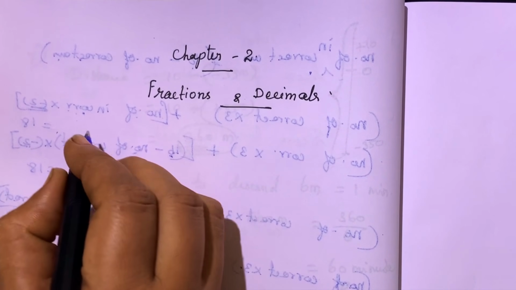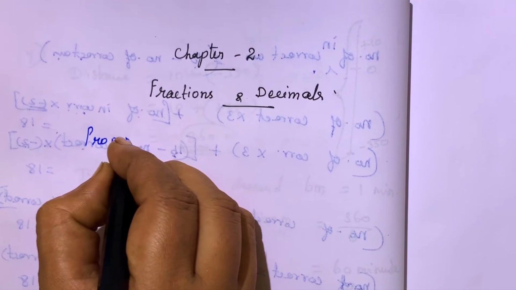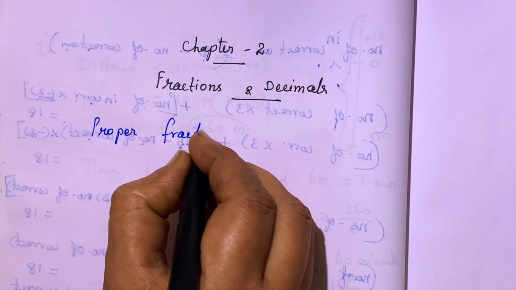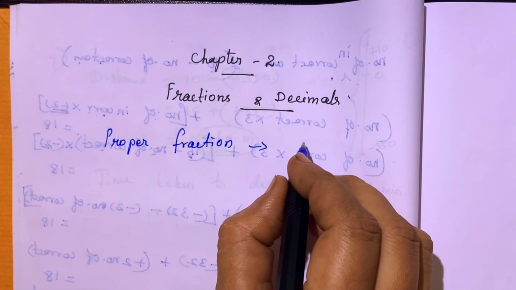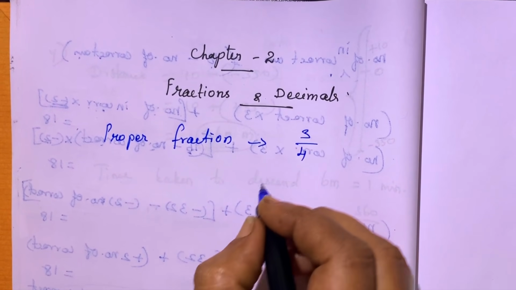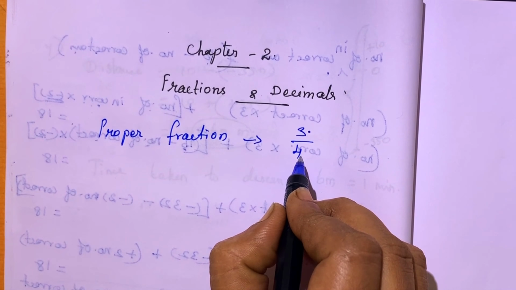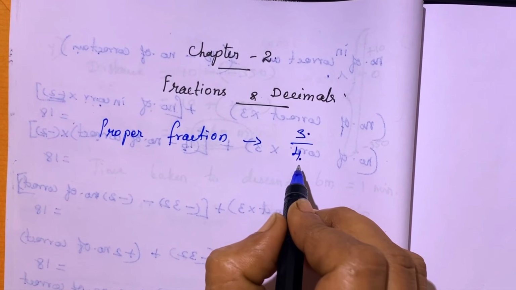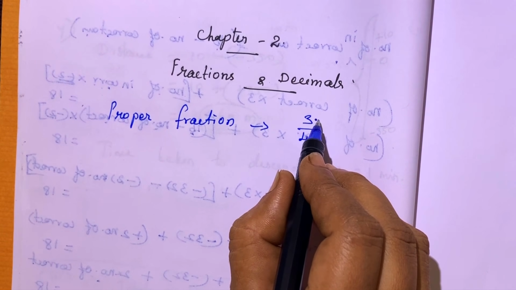So, I'll give a small introduction. Proper fraction. Proper fraction means, for example, I will take 3 by 4, right? So you know very well, this is the numerator, this is the denominator. In a proper fraction, the denominator is bigger than the numerator.